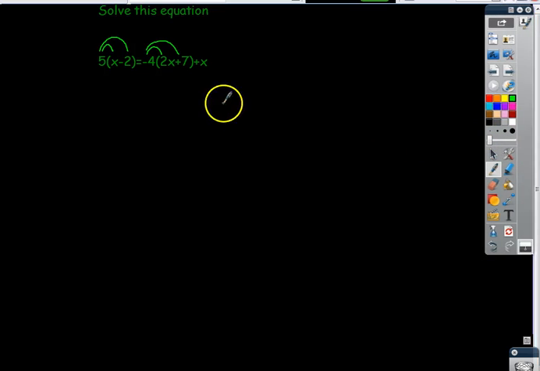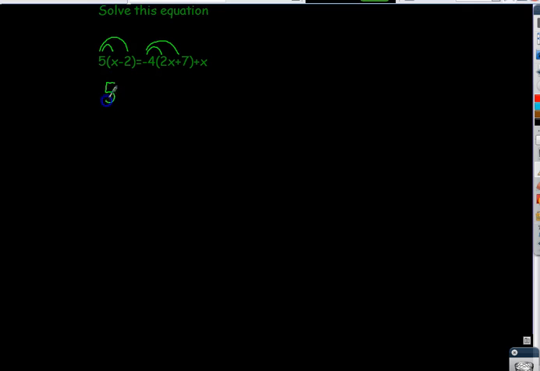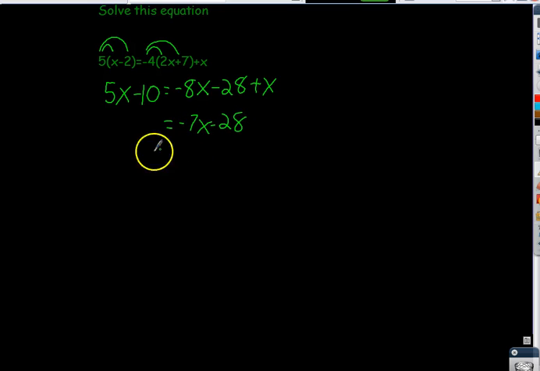I know you're trying to think, can't I just divide both sides by 4? The problem is, you have to divide that by 4, which gets me a fraction. I really don't want to do that. So I'm going to just multiply the 5 and the -4 there. 5x minus 10 equals -8x minus 28 plus x. Let's clean this side up a little bit. -7x minus 28.